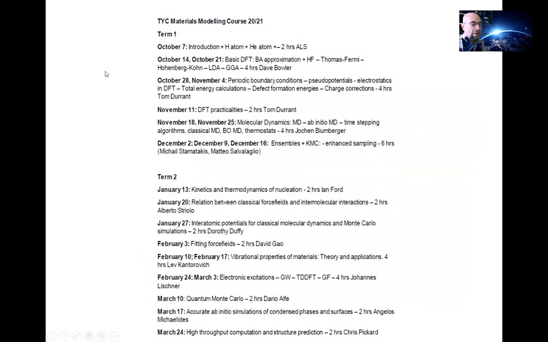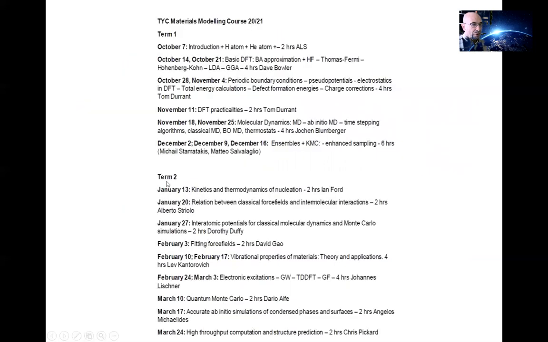And so the course itself is organized into two terms in a way that the first half of the first term, in October and November, will be focused on density functional theory and its basics and applications. And we'll finish in the middle of November with a lecture by Tom Darren, which will discuss DFT practicalities. After that, the second part of November and December will be focused on molecular dynamics and kinetic Monte Carlo, which will be presented by Johan Blumberger, and then Mikhail Stamatakis and Matteo Salvaggio, who will introduce you to the intricacies of how to operate these methods.